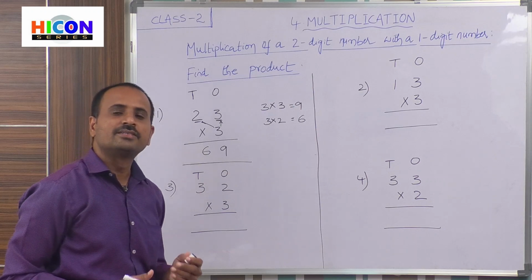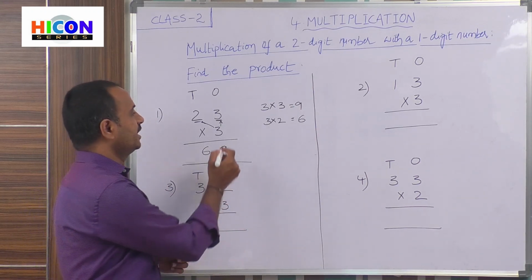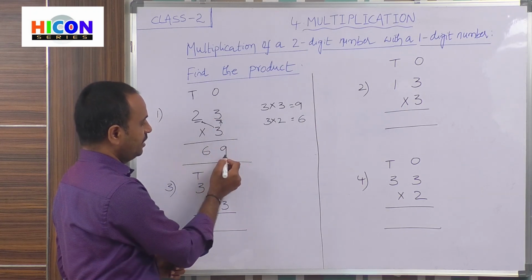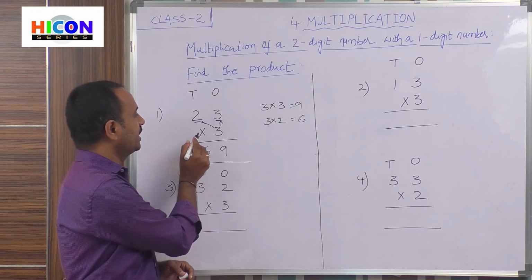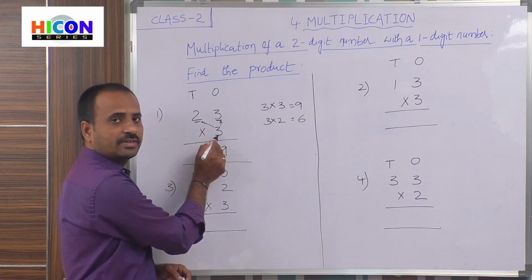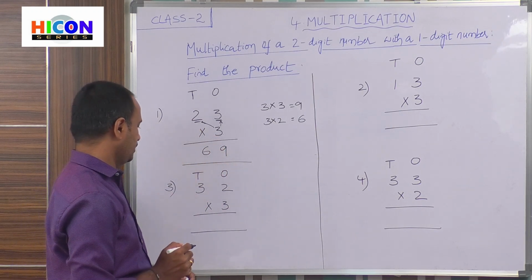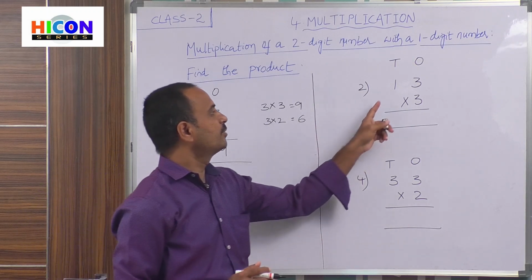So the answer is 69. First multiply the digit present in the ones place with 3. That is 3 into 3. 3 threes are 9. And next go to tens place and multiply the digit present in the tens place with 3. That is 3 twos are 6. Next, children, see the next problem here. That is the second problem.